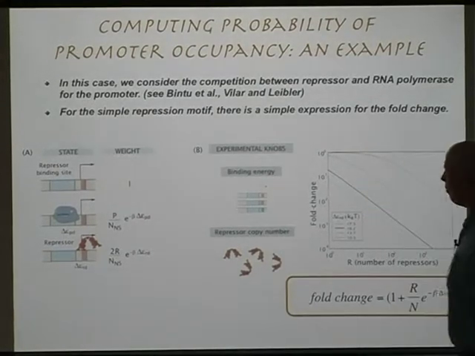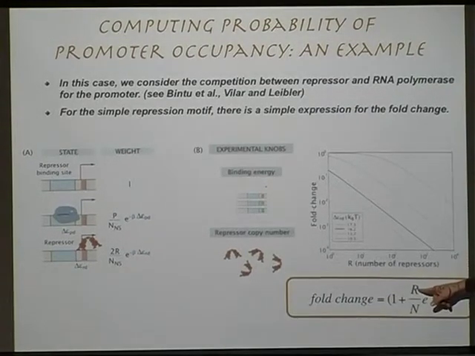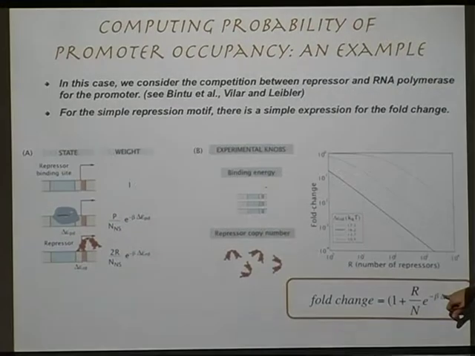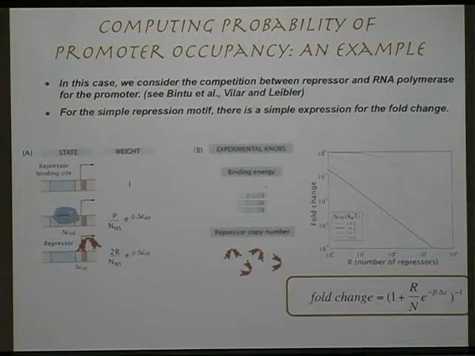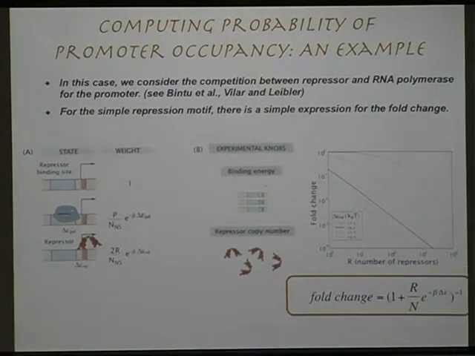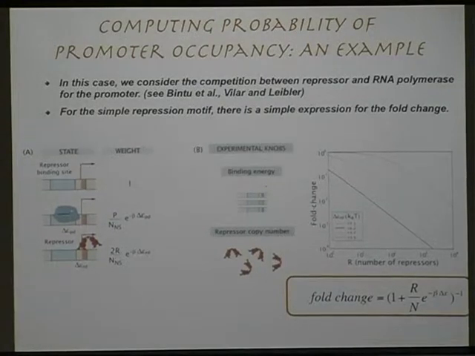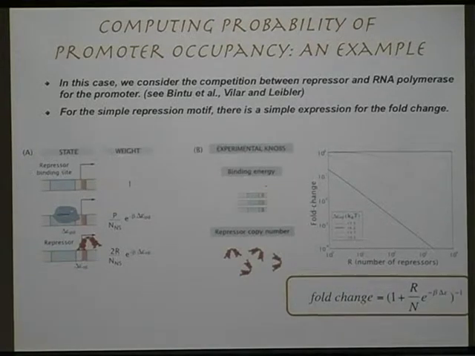So you can work through this, and I will explicitly on the board tomorrow, and find that the fold change depends on the number of repressors and the binding energy of repressor to its operator. So what these curves show you is the fold change. That is, how much reduction in gene expression do you get as a function of the number of repressors. So let's just think about that intuitively. If I increase the number of repressors in a cell, I would expect to get less expression of my gene. So the fold change should go down.